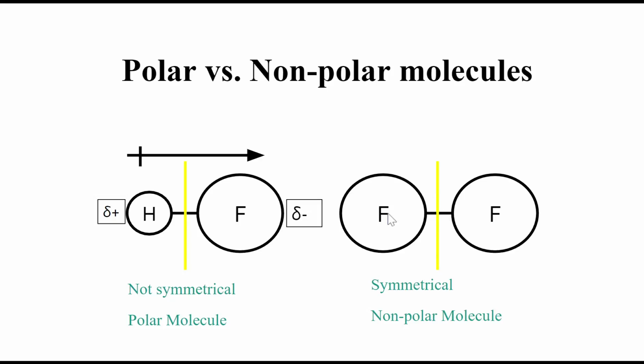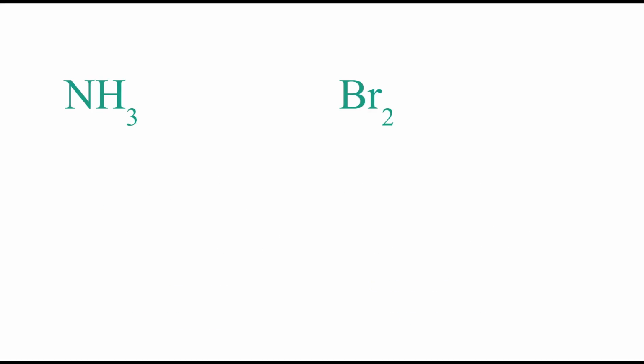Now with the fluorine, F2 molecule over here, it is the same on both sides. It is symmetrical, and that signifies that this is a nonpolar molecule. So you can pretty much determine if it's polar or nonpolar without having to go through all the trouble of looking at the electronegativity differences, just by looking to see if there is symmetry or not.